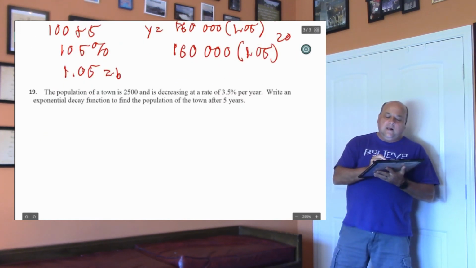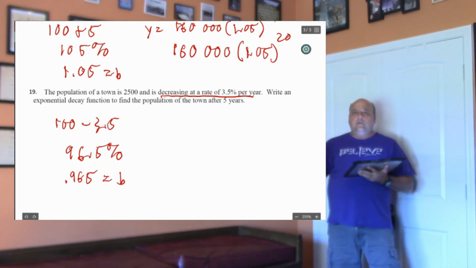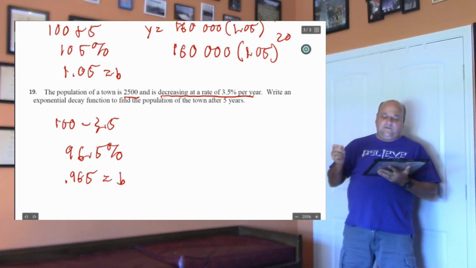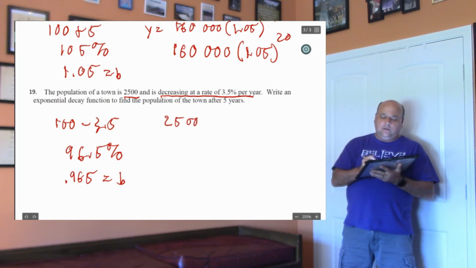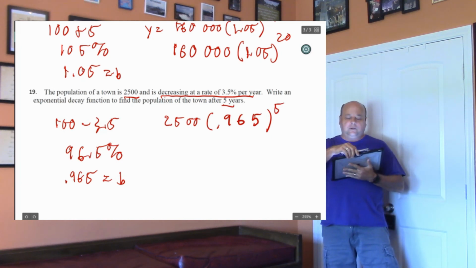Go to number 19. This is decreasing, so you won't add, you'll subtract. So 100 minus 3.5, that's going to be 96.5%. Make that a decimal, 0.965. That's going to be our B. Okay, and then it starts off at 2,500. So 2,500 parentheses 0.965, and we want 5 years, to the 5th power. You'll type that in, okay?